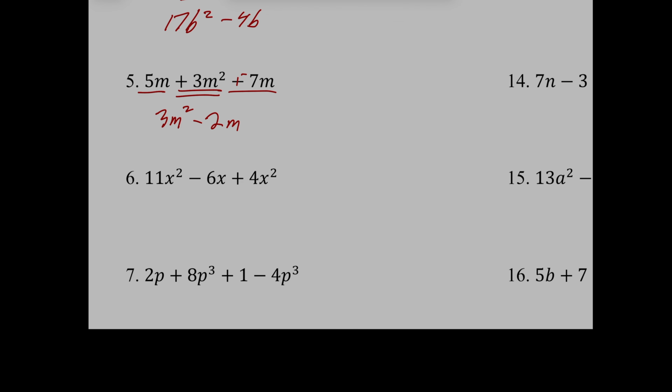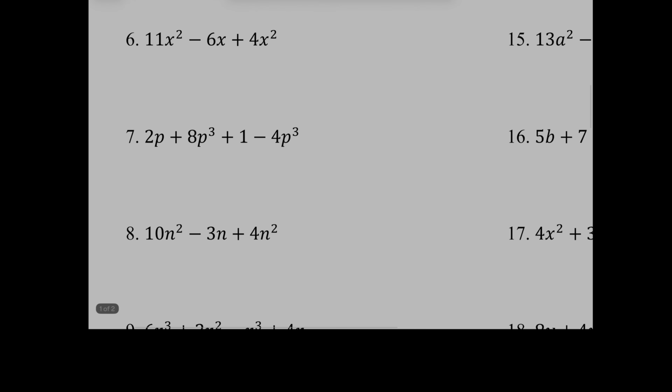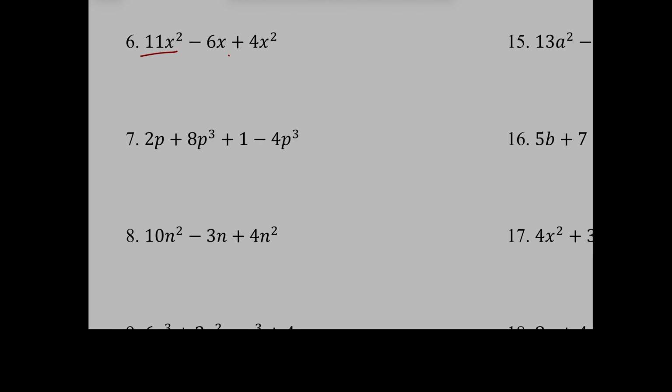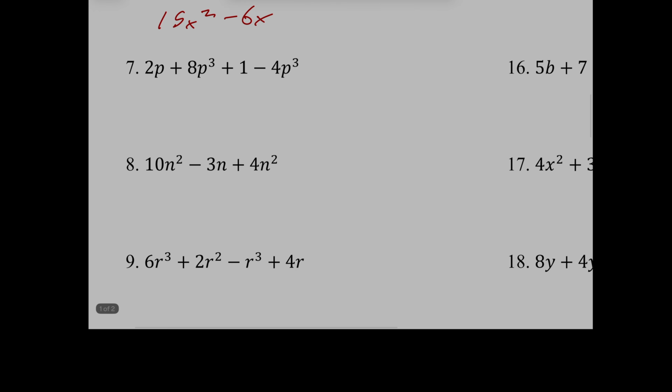Okay? Let's go on to number 6. I have an 11x squared and a plus 4x squared, and I have just an x sitting right there. I'm going to combine my x squareds. 11x squared plus 4x squared is 15x squared, and I have nothing to do with the 6x, so I just copy him down, and I take the sign with it. Always take the sign with it.